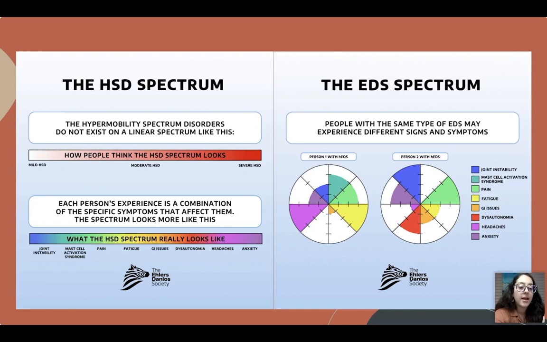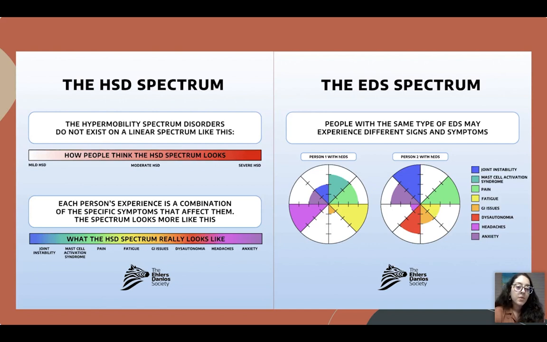And so you'll see on the left-hand side that at the bottom, you have the joint instability, you have mast cell activation syndrome or MCAS, there's pain, there's fatigue, there's GI issues. And so you kind of have this little assortment of different symptoms. And that really is what drives treatment, which we'll talk about much later in the presentation towards the end. And then the right-hand picture is, again, showing that a little bit better in terms of someone with EDS can have more of these symptoms present, whereas other people can have other symptoms present.